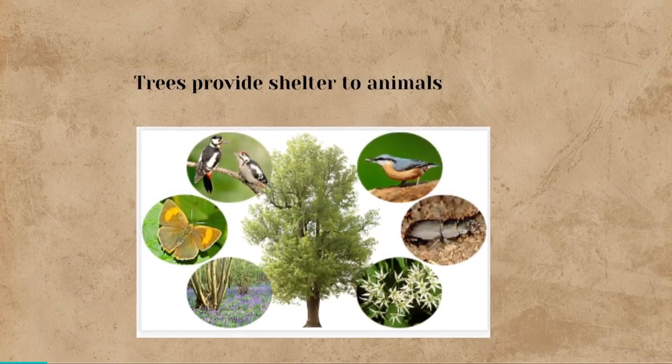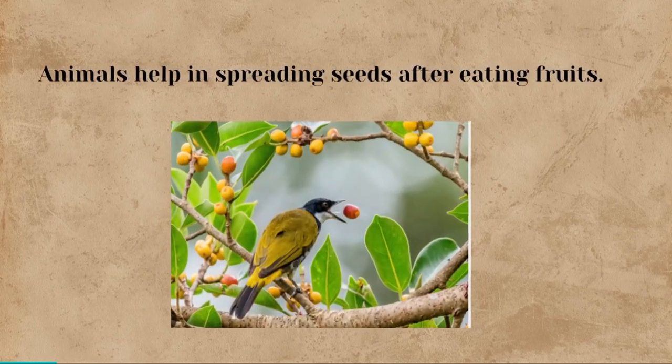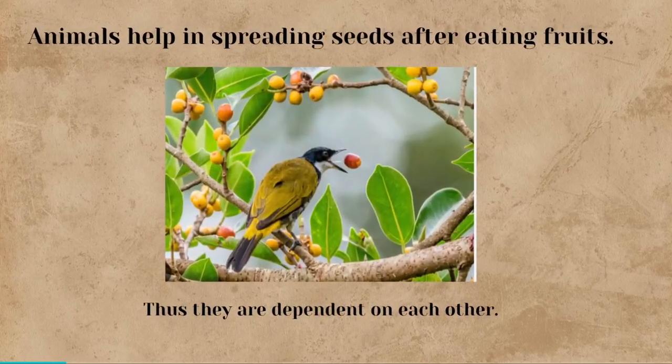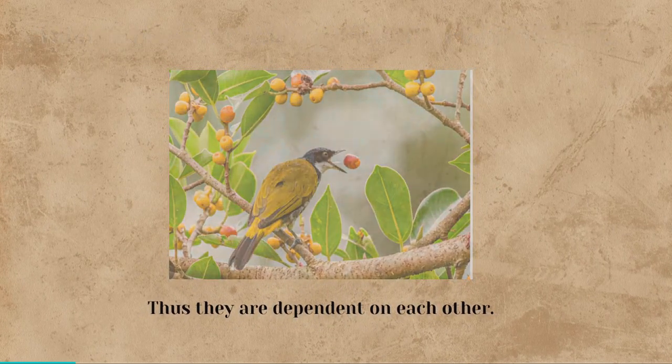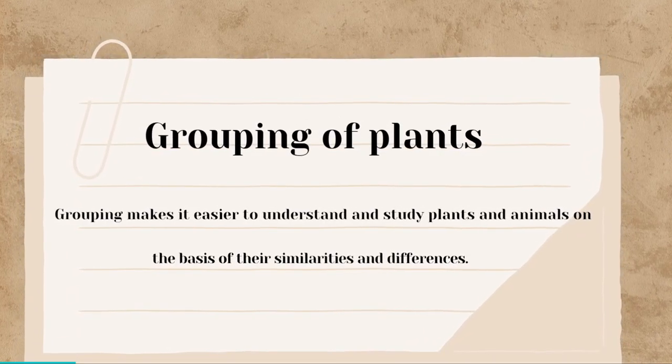Trees provide shelter to animals. Animals help in spreading seeds after eating fruits. Thus, they are interdependent. Grouping makes it easier to understand and study plants and animals on the basis of their similarities and differences.